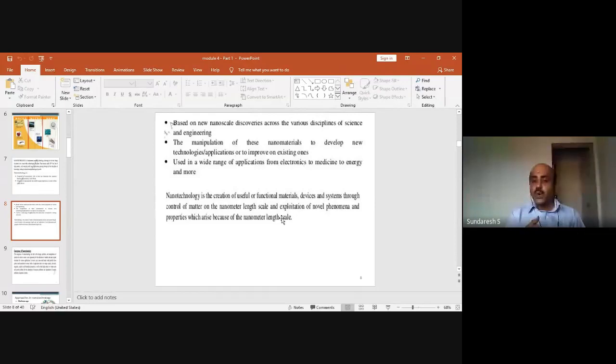This is nanotechnology. You can create useful or functional materials, devices, and systems. How? You have to control matter across the nano length scale, and also exploit the novel phenomena and the properties. This is what we call nanotechnology. I hope you are following, because it is a little bit of a new concept for you, so you need to understand this in a very clear way.